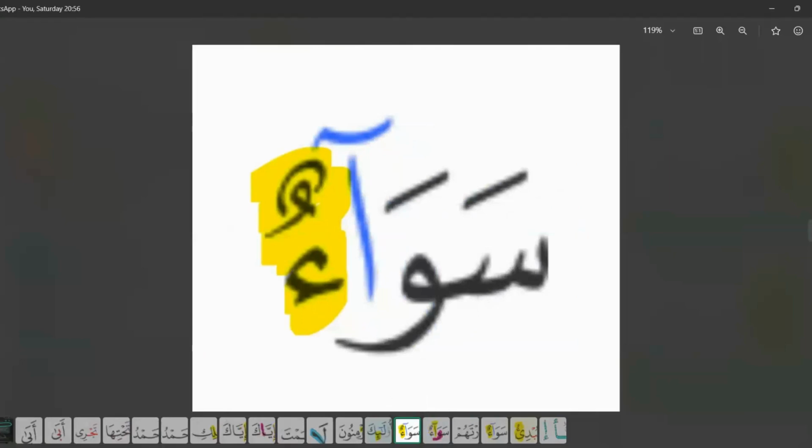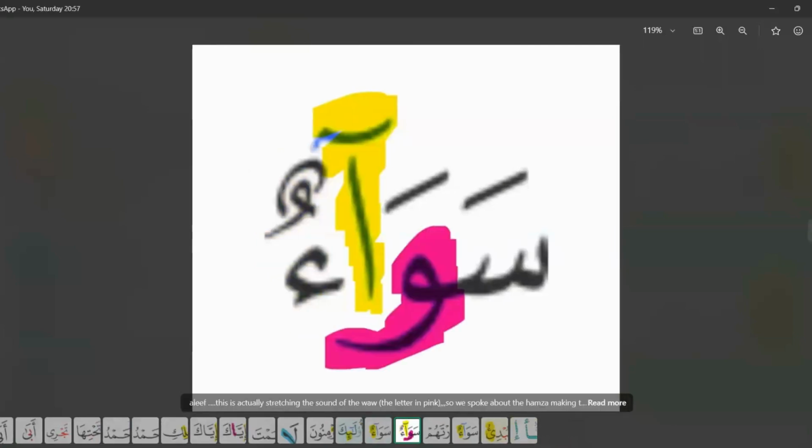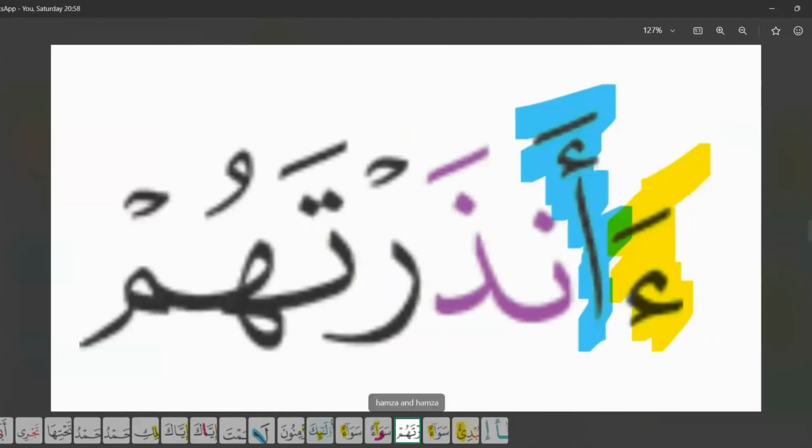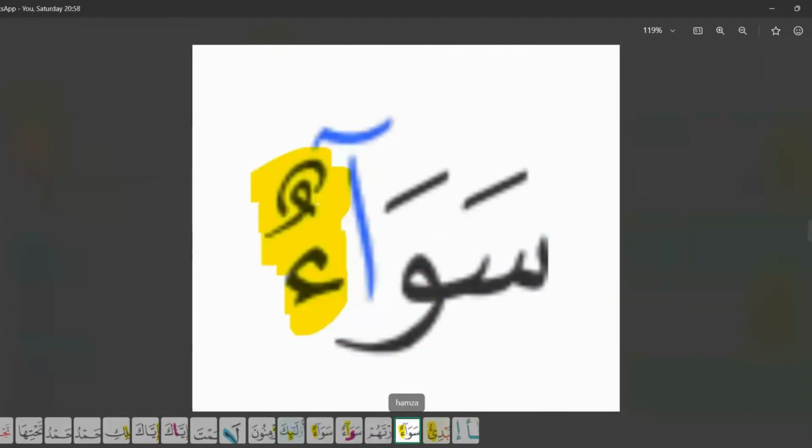The Hamza is not on the wall in this case, but on the wall there is an alif with a madd. But again, let's not go too much into that today. And then this is just to show you the wall with the alif to stretch the waa sound. But like I said, I'm not going to concentrate on that too much. Another Hamza and a Hamza.